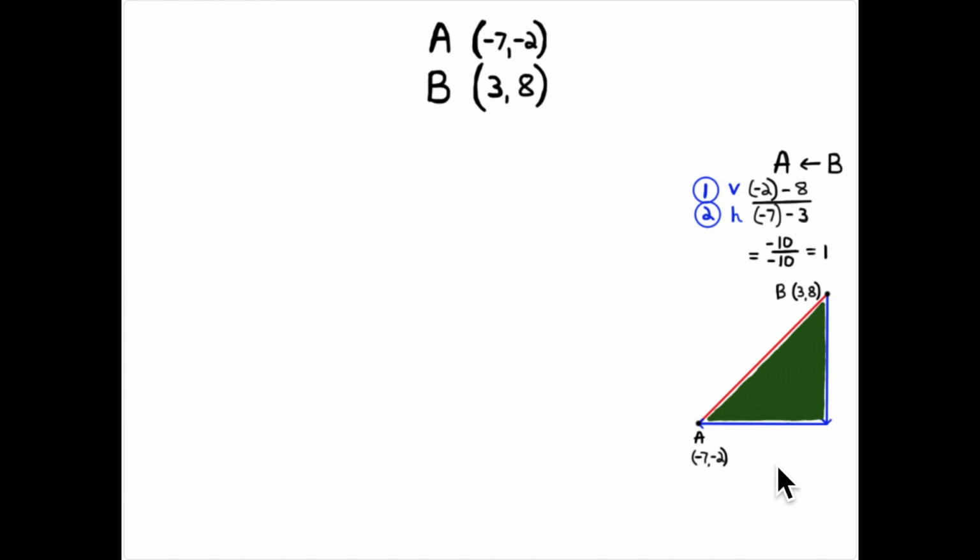So let's look at this calculation first. So we're going to move from B to A. So B is the starting coordinates. So it starts right here and it moves to A right here. That means we're going to subtract these B coordinates from the A coordinates. You always subtract the starting coordinates away from the ending coordinates. So it's going to be A minus B. We're going to calculate the length of the vertical side first. So that's going to be -2 minus 8. And then the horizontal side, which is -7 minus 3.